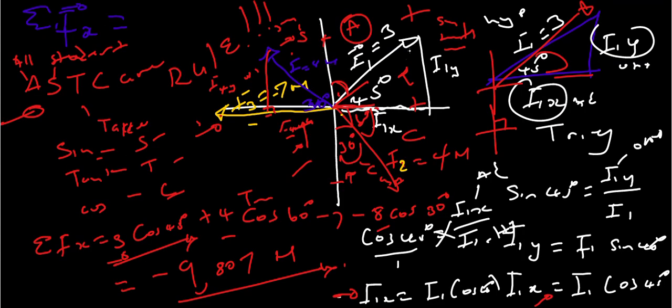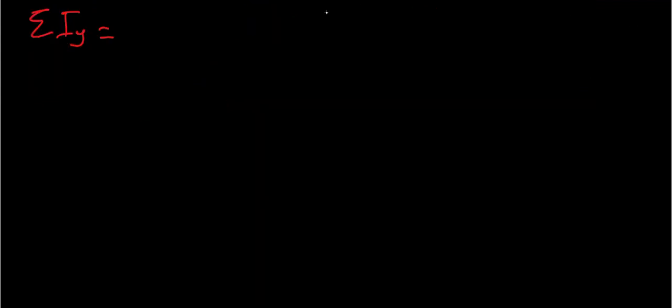So we're going to say the sum of the forces acting on the y-axis is going to be, remember, F1 is on the positive. Let me show you. Remember, F1 is on the positive. All of the trig ratios are positive. So we're going to say 4 sine of, remember, it's 45 degrees.